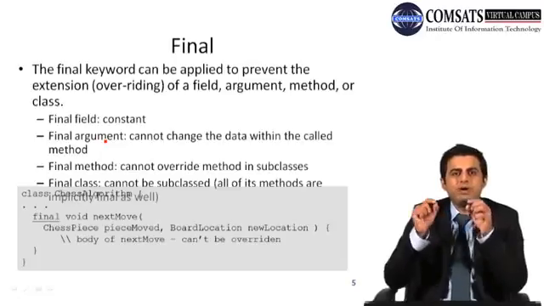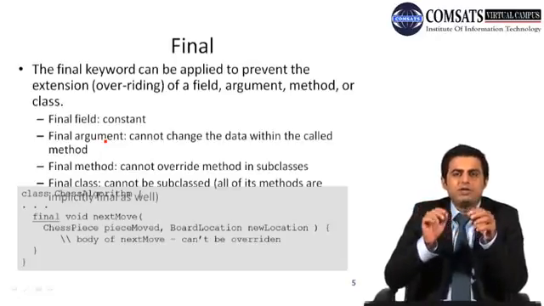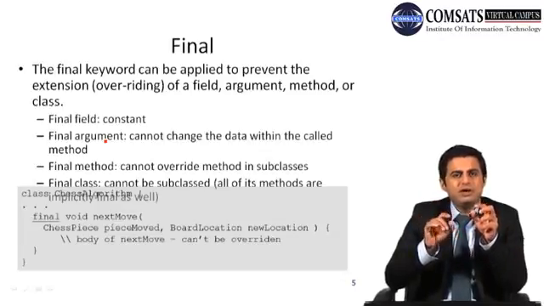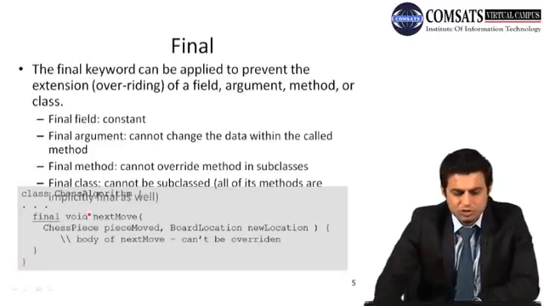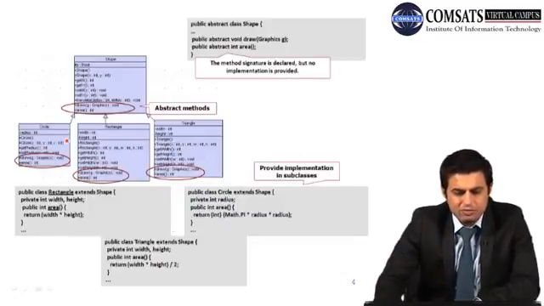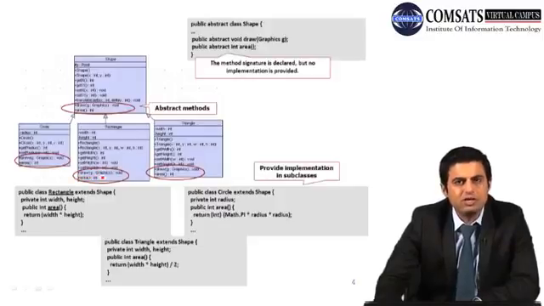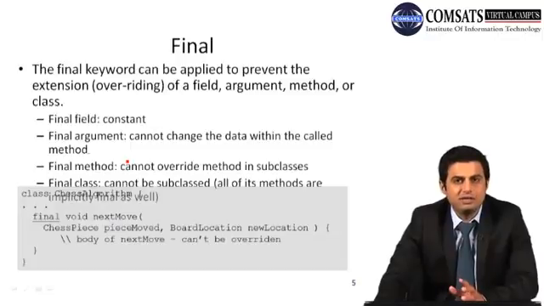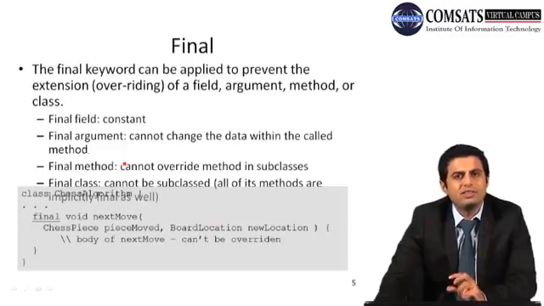Arguments are the data which you pass in a method. When you are calling a method, and that method has parameters in it, for example, if I show you this example of a method, this method draw has got an argument graphics. So this argument g is of graphics type. Okay, so these are the arguments. If you make an argument final, then that argument is not supposed to change any data within the called method. Okay, so that argument will only contain the value which was assigned to it in the beginning when you wrote the code.